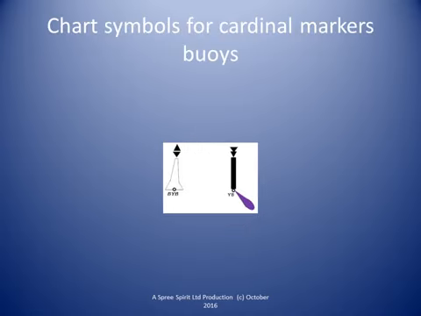Let us look at those chart symbols for cardinal buoys again. We can see they include the top marks. This slide shows on the left a buoy with a top mark comprised of 2 cones with their apexes vertically away from each other. The chart symbol on the right shows a buoy with a top mark comprised of 2 cones with their apexes pointing downward.